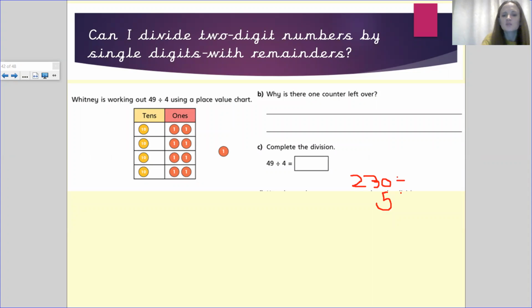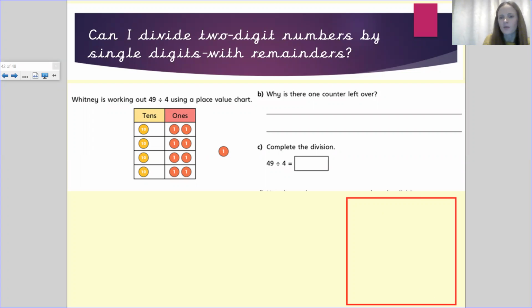So, as mentioned before, we are going to be looking at dividing two-digit numbers by a single digit with a remainder. Like I mentioned before, a remainder means that it is left over and it doesn't divide equally into what we're asking. I'm going to draw this so we can talk through it step by step and not just have the answers there.